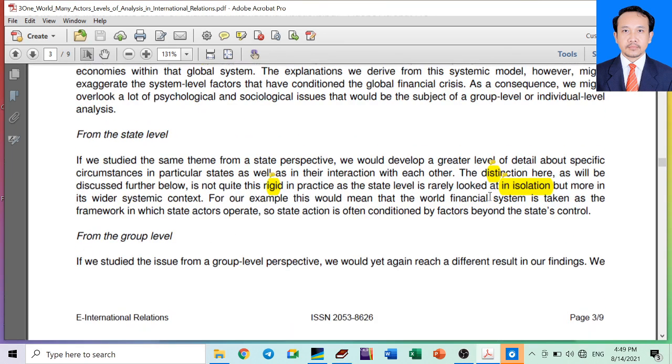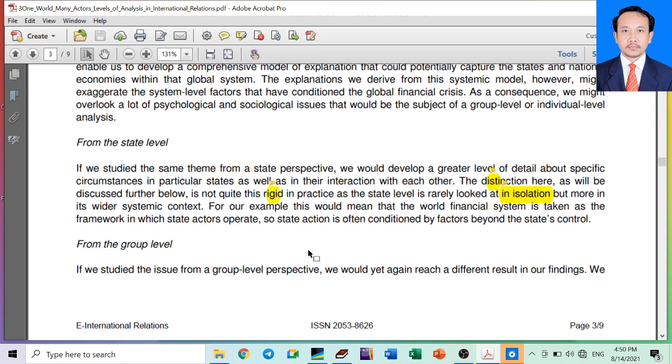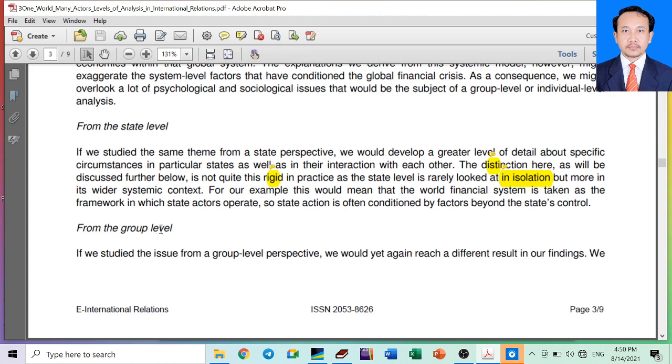Everybody, we will continue to the next part because it has one more level of analysis, like from the state level here, and also the group level. Okay, let's continue to the next.